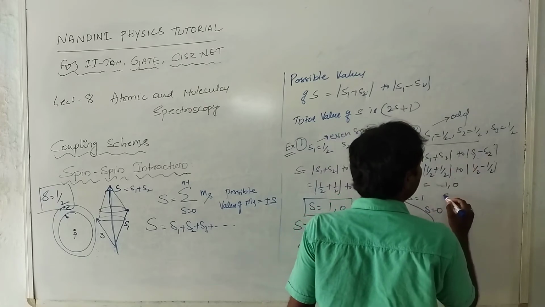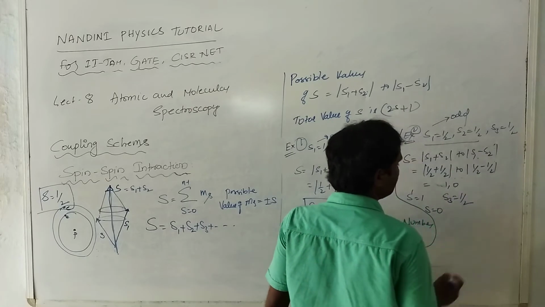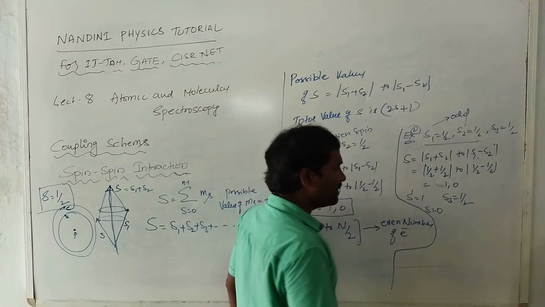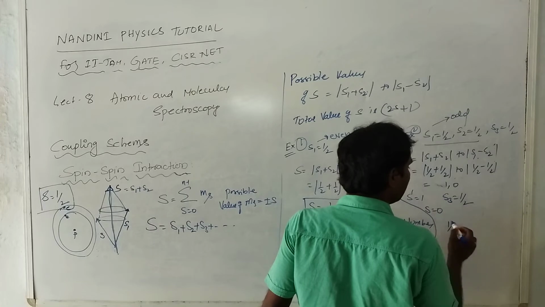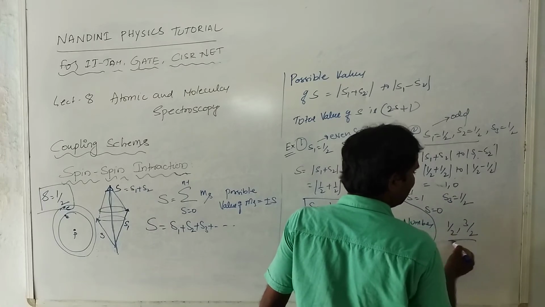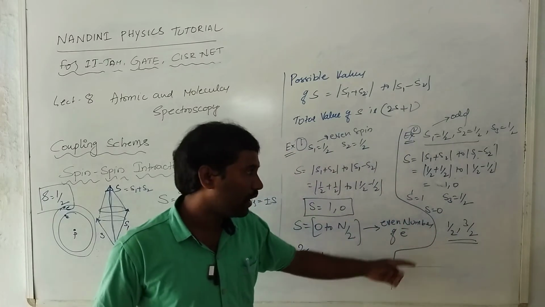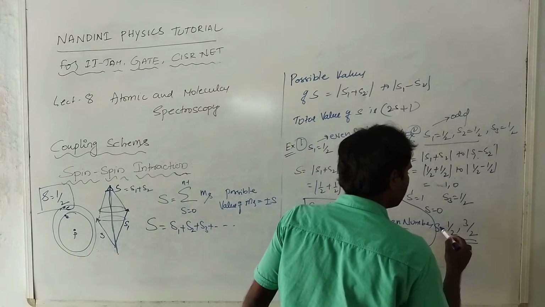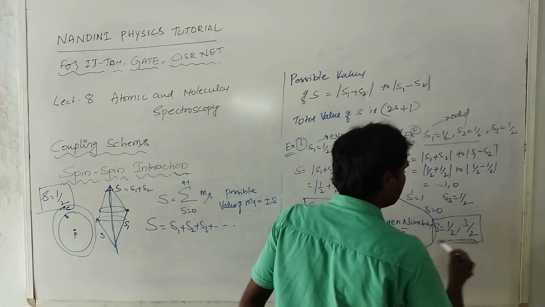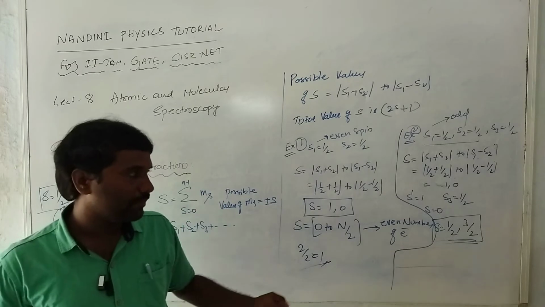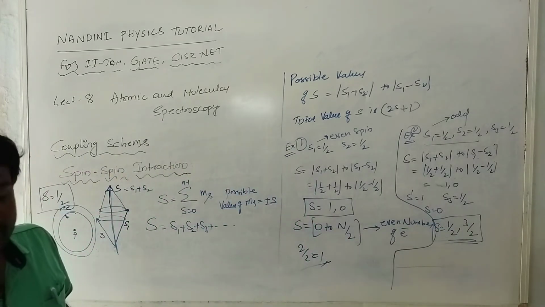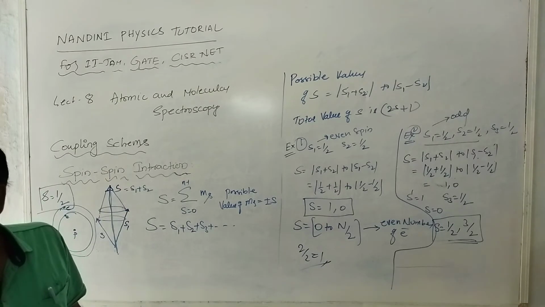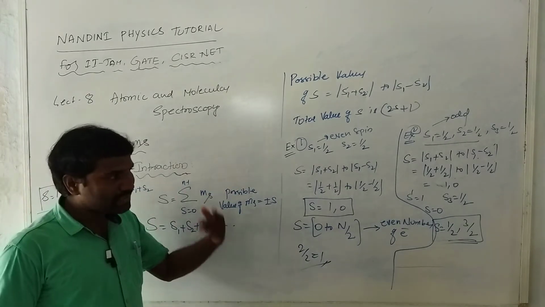Then the third spin is S3 equal to 1 by 2, so simply add it. 0 plus 1 by 2 means S is 1 by 2, and 1 plus 1 by 2 is 3 by 2. So the total possible spins are 1 by 2 and 3 by 2. This is the odd case, so in this case you will use one more thing.